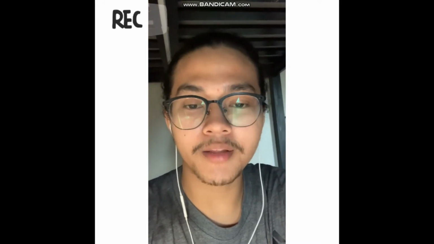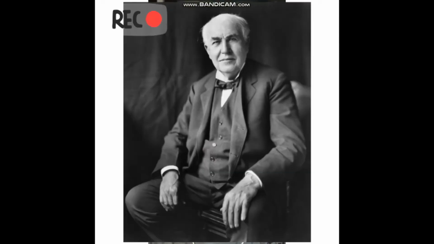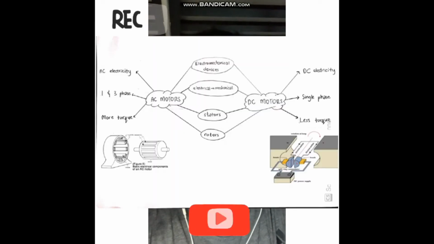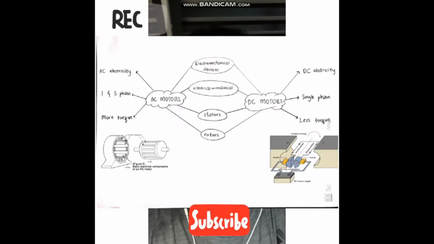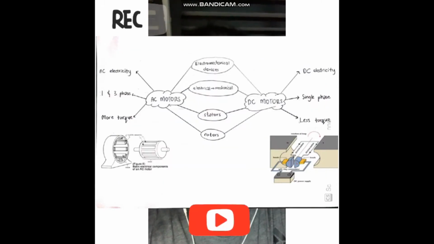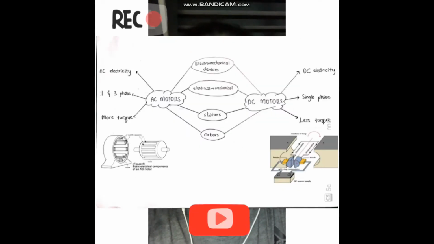My name is Amir and I'll be explaining the similarities and differences between Tesla's AC motor and Edison's DC motor. First, the similarities. They are both electromechanical devices which convert electrical energy to mechanical energy. They both use the concept of electromagnetic induction, and they also both have stators and rotors.